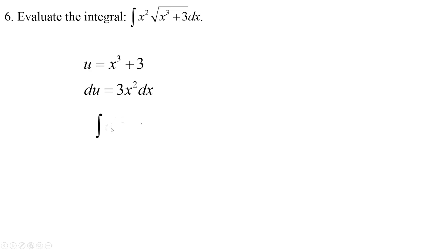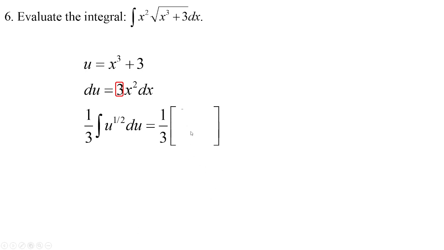So do you have a u to the 1/2 and then a differential of u, all right? And that differential of u looks like it gave me the factor of x squared, it gave me the differential of x, but it gave me an extra factor of 3 that I've got to undo with a 1/3. All right, so now I'm 1/3, and what's the antiderivative of u to the 1/2?